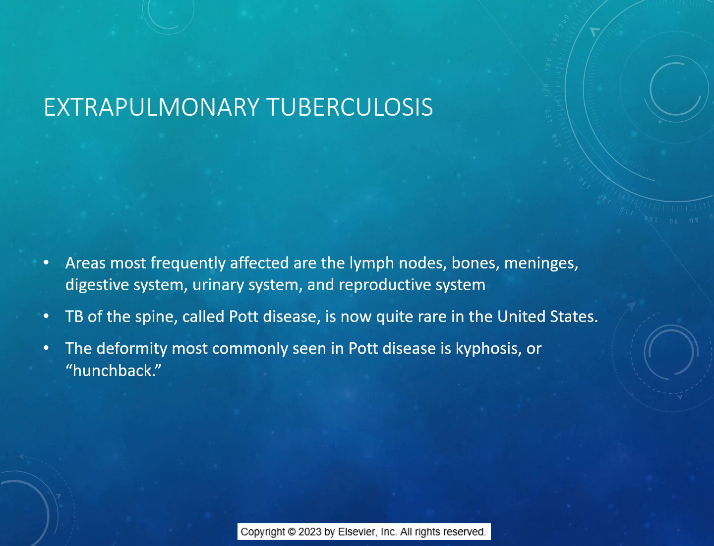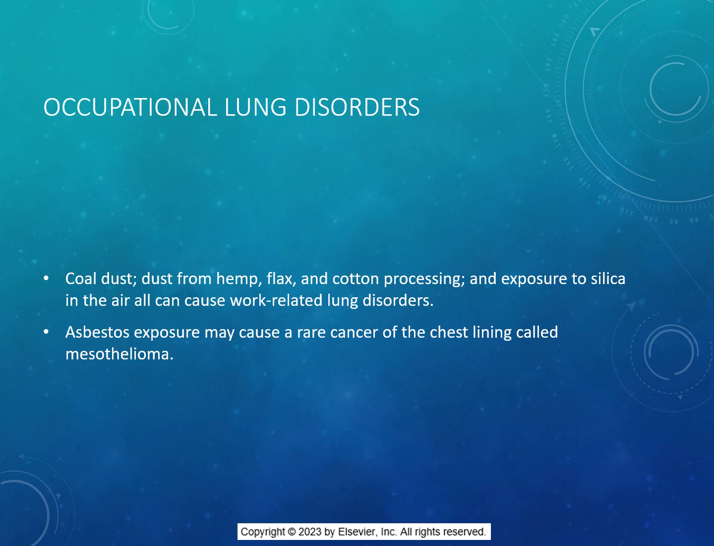It is possible for the tubercle bacillus to attack and damage parts of the body other than the lungs. This is called extrapulmonary or miliary tuberculosis. The areas most commonly affected would include the lymph nodes, bones, meninges, digestive system, urinary system, and reproductive system. Coal dust, dust from hemp, flax, and cotton processing, and exposure to silica in the air can all cause work-related lung disorders. An occupational history is part of the respiratory assessment.